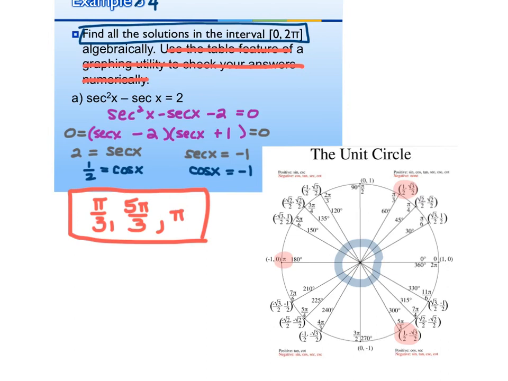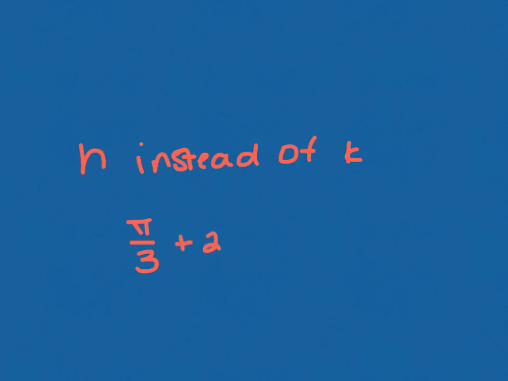The other thing is pay attention on your homework because it might indicate what to use as your constant. Some of the questions might use n instead of k. So if my answer was pi over 3 and it said to use n as your constant, then instead of writing k pi, I would change it so that it's pi over 3 plus 2n pi. So again, this is just a constant that represents a constant. If the questions on the web assignment say use n, then use n.